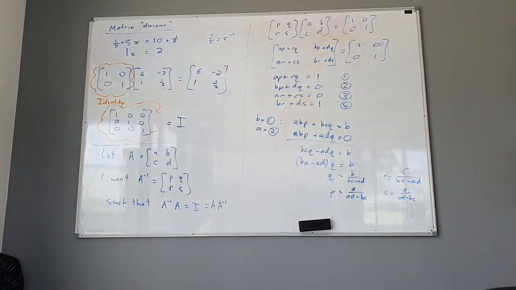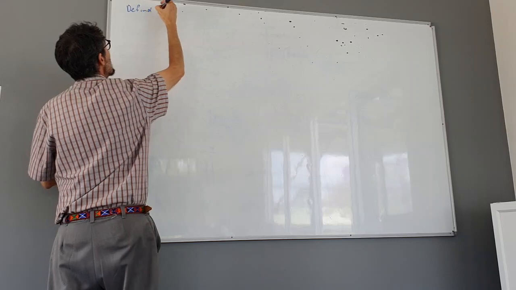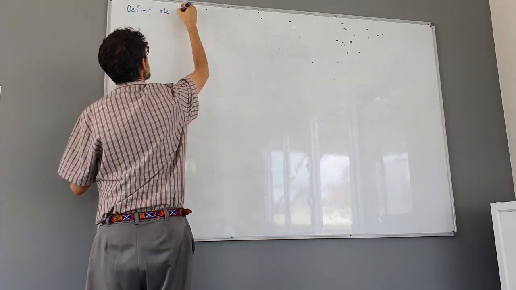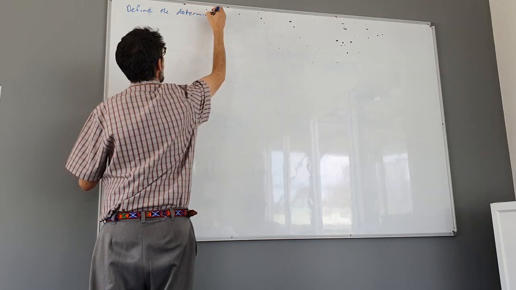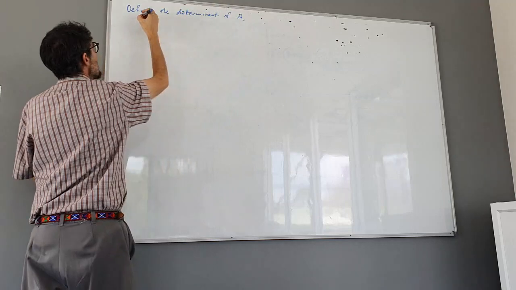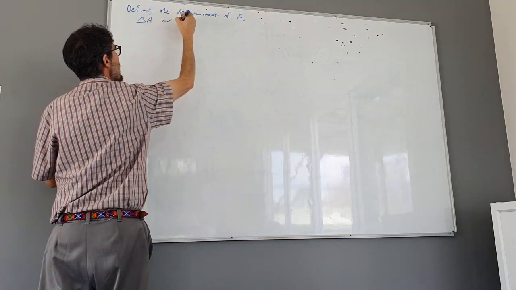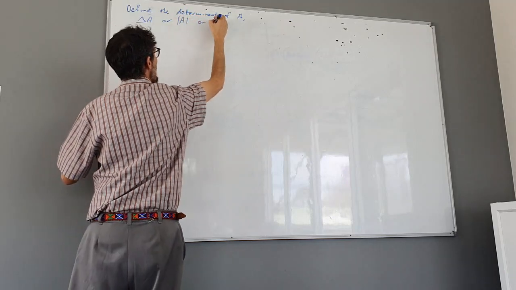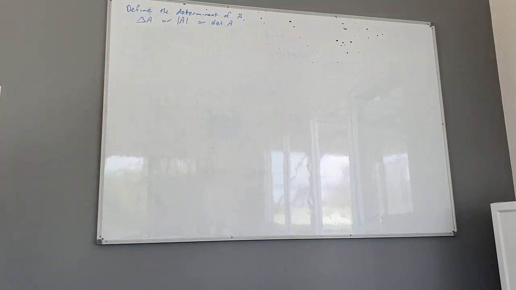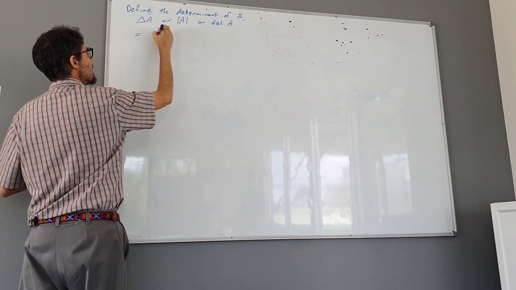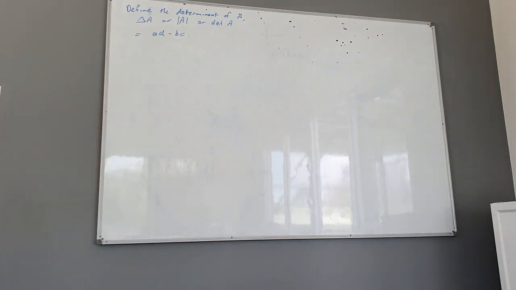We define the determinant of A, which we write as delta A, or mod A, or det A. And we say it is AD minus BC. That's this thing on the bottom here. Notice the determinant is the thing on the bottom, it's not 1 over it. The determinant is AD minus BC. So you just get your matrix and you go AD minus BC, that's my determinant.